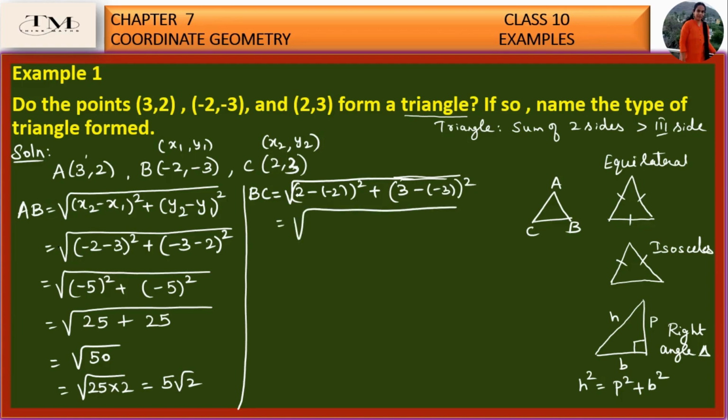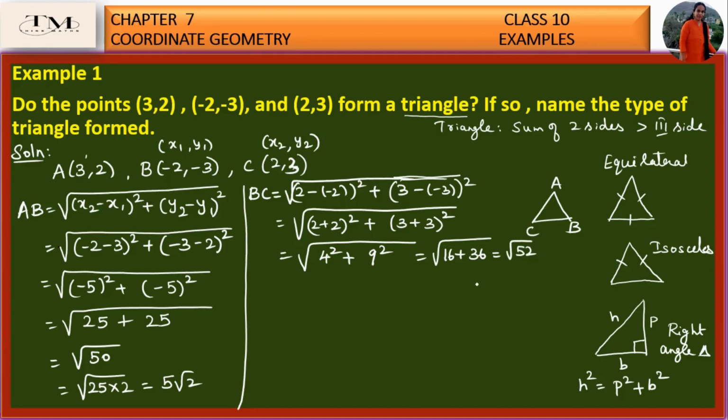So square root of, 2 minus into minus is plus, so (2 plus 2) whole square, plus 3 minus into minus is plus, so (3 plus 3) whole square. You will get 2 plus 2, 4 squared, plus 3 plus 3, 6 squared. 4 squared is 16 and 6 squared is 36. So 16 plus 36 is 52, so it is the square root of 52. This can be written as 4 into 13, since 4 into 13 is 52. So it is 2 root 13.